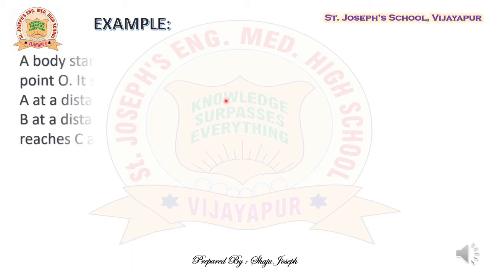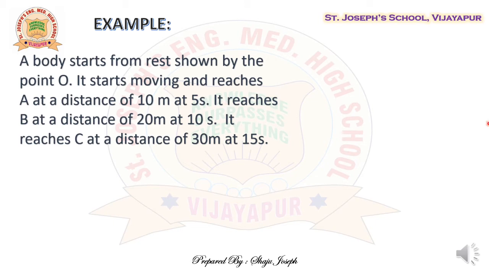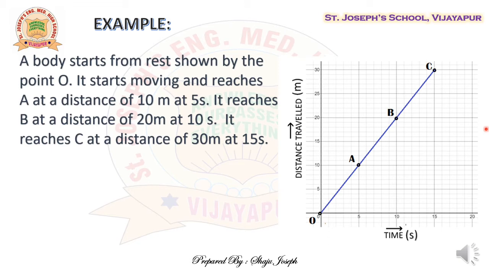One example: a body starts from rest as shown at the point O. So let us look at the graph. Here is the graph. Look at the point at the origin. Origin is the place where the observer is standing, so we will consider it as the point O. The body starts moving and reaches a point A at a distance of 10 meters at 5 seconds. See, along the y-axis I go to 10 meters. Here we go, this is 10 meters. Horizontally, we will find a point there. And at time 5 seconds, if you draw a vertical line here, they both meet at the point A. So the timing at A is 5 seconds.